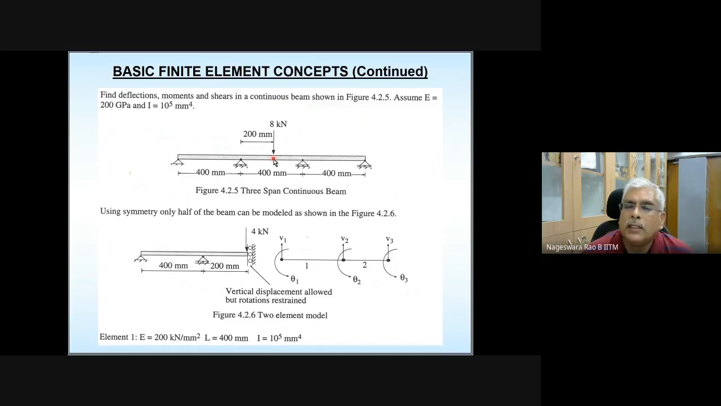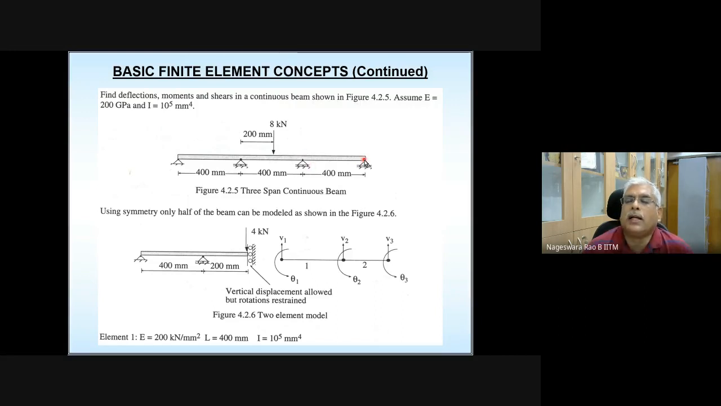Okay? And once you have that kind of division, that is what is called discretization, or division of the given problem into a number of elements. So once you have that kind of discretization, you assemble the element equation for each of these elements. Let's say this is node 1, 2, 3, 4, 5.